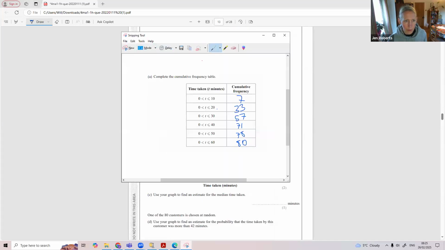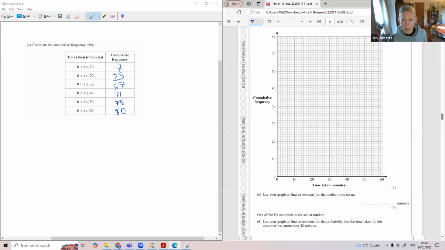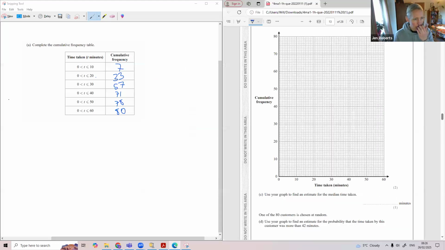We need to plot the upper bound here against this cumulative frequency. The upper bound is 10. Well, it starts at 0, look, so let's just put a mark here. 10 to 7, 20 to 30.